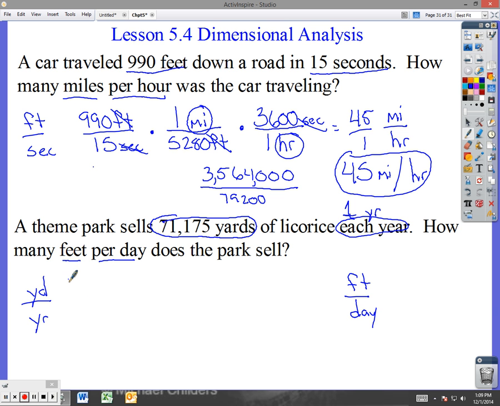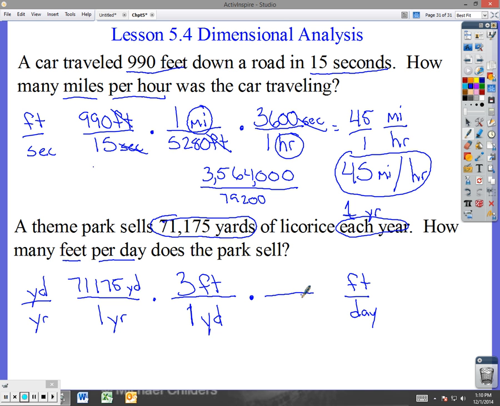That's going to convert to feet per day. Okay, now 71,175 yards in a year. Just like we did the last one, I need to change these years to days and yards to feet. Let's get rid of yards first. I believe that 1 yard is equal to 3 feet. Would that be what that is? 1 yard is the same as 3 feet. We multiply here.